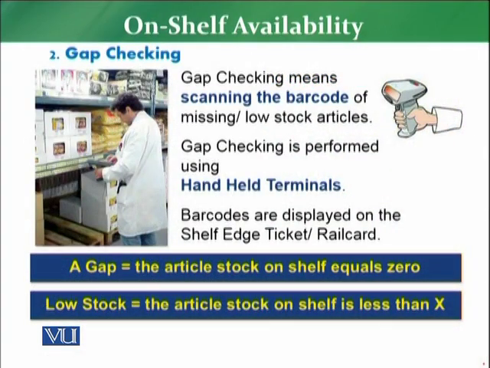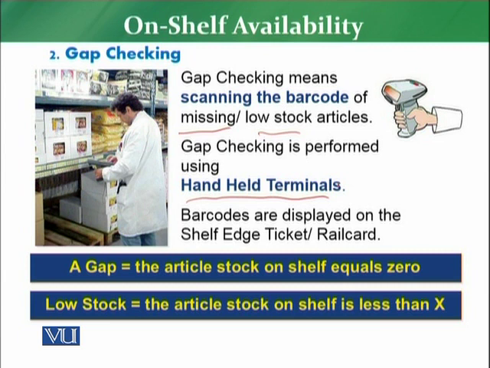So first of all, it's about the gap check. Gap check means scanning the barcodes of the missing or lost stock articles. So two types of articles: articles which are actually not available, and articles which are in low stock. So how do you have to do this? You have to do this gap checking through the HHTs, handheld terminals, or handheld devices. Normally the retail store has these HHTs, and they are normally used for gap checking.